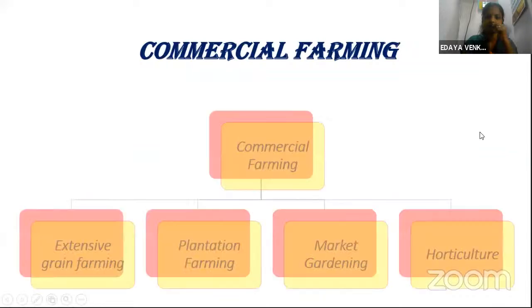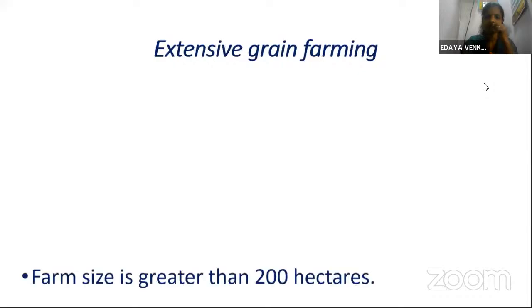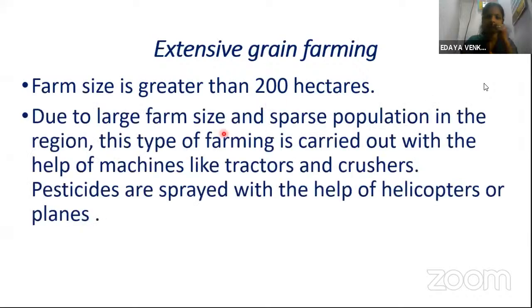Now, commercial farming and the types of commercial farming. Extensive grain farming, plantation farming, market gardening, and horticulture are the types of commercial farming. First, extensive grain farming. Farm size is greater than 200 hectares. Due to large farm size and sparse population in the region, this type of farming is carried out with the help of machines like tractors and crushers. Pesticides are sprayed with the help of helicopters and planes, as the area is vast.